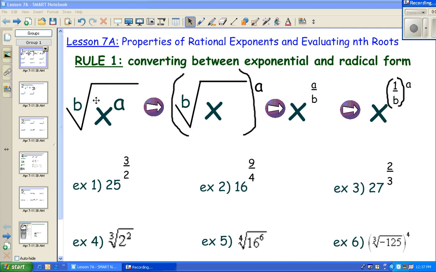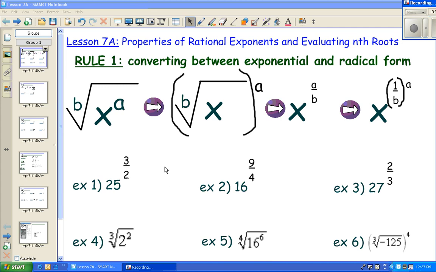And when you convert between radical form to rational exponential form, the exponent that belongs to the variable here is your numerator, and the index, which is on the outside of the radicand, is your denominator. And again, it doesn't matter if you want to deal with that part first and then do the exponent, or just do them all at once.